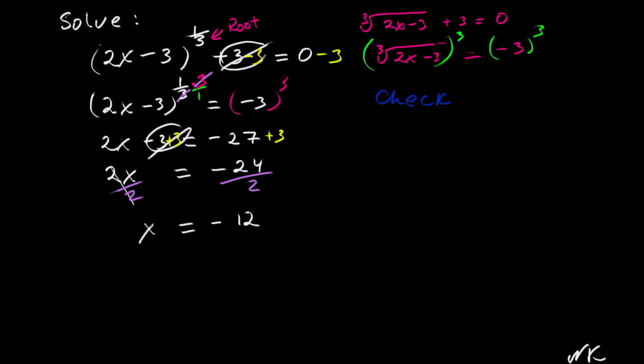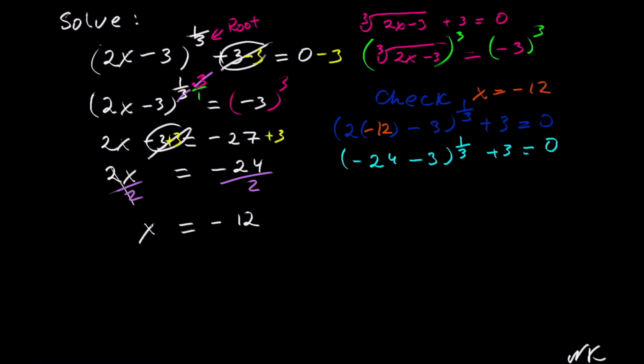Let's check our solution by plugging it into the original equation, (2x - 3)^(1/3) + 3 = 0. And instead of x, we will plug in negative 12. So we have (2 times negative 12 minus 3) raised to the 1/3 power plus 3 is equal to 0. This will give us 2 times negative 12, we have (negative 24 minus 3) raised to the 1/3 power plus 3 is equal to 0.